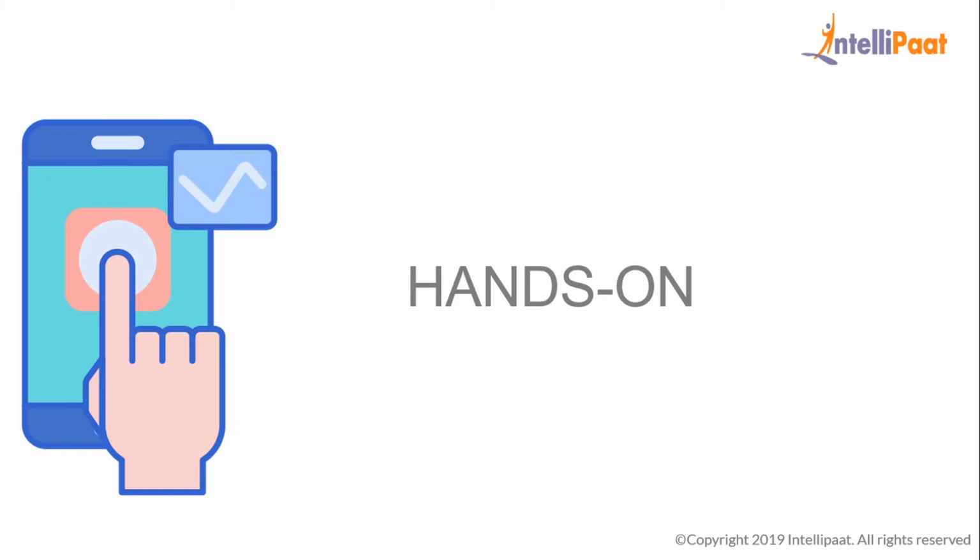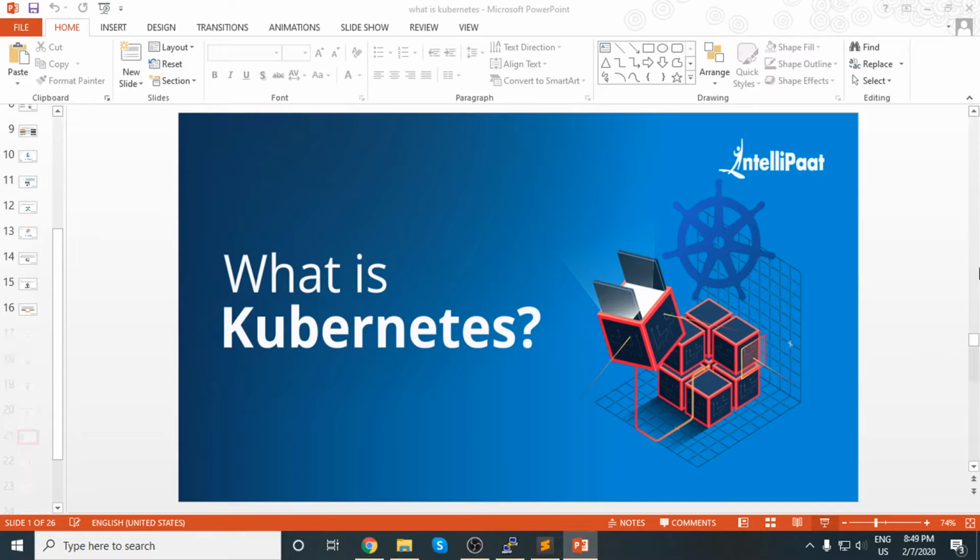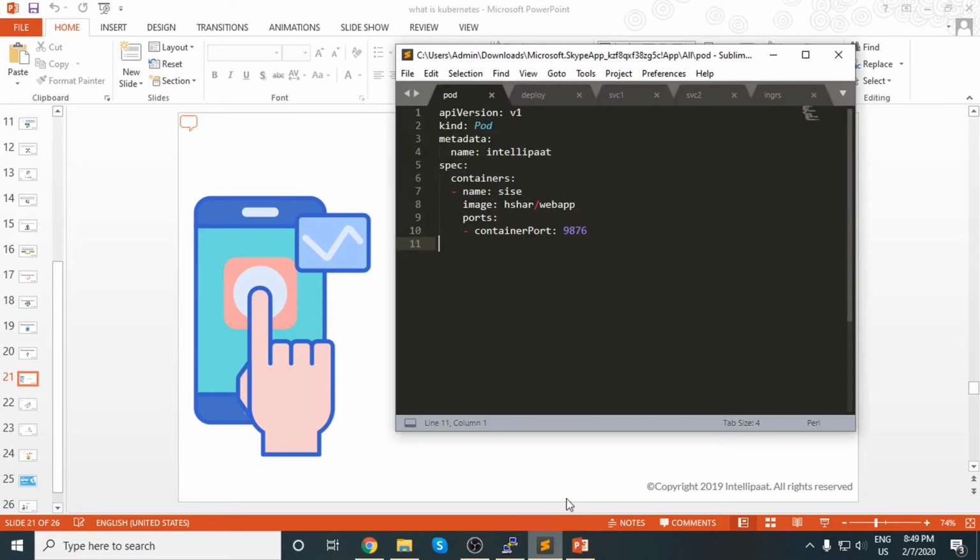So now let's move on to the hands-on section where I'll show you various different things related to Kubernetes. So we've talked about pods, deployments, service, and Ingress, right? So we'll see all of these one by one, right? So let me show you the YAML configurations first.